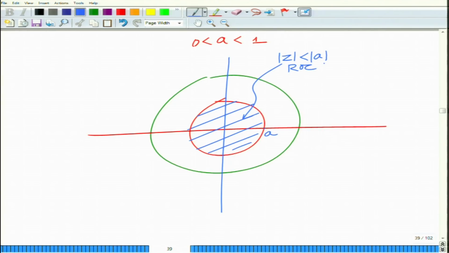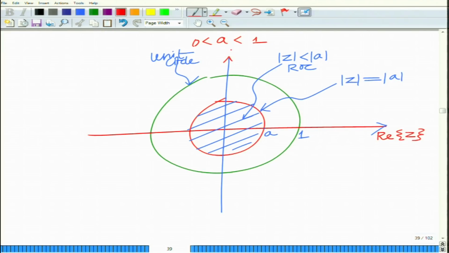The region lying inside the interior of the circle, magnitude of z equal to a. So, this circle is magnitude of z equal to magnitude of a, and this is the interior of the circle. This is the unit circle. Okay. So, this is also termed as the unit circle, and this is of course the z plane. This is the real part of z and this is the imaginary part of z.